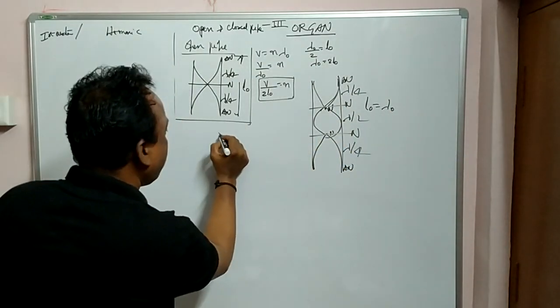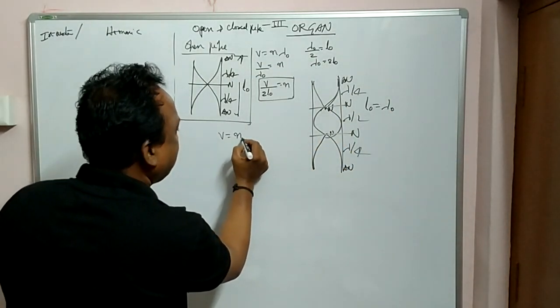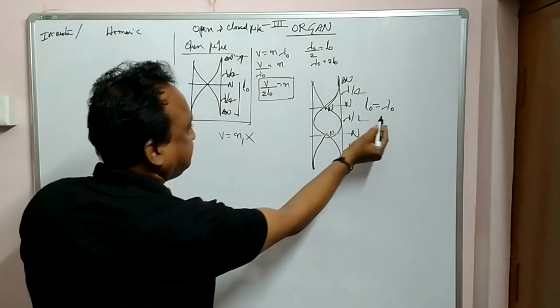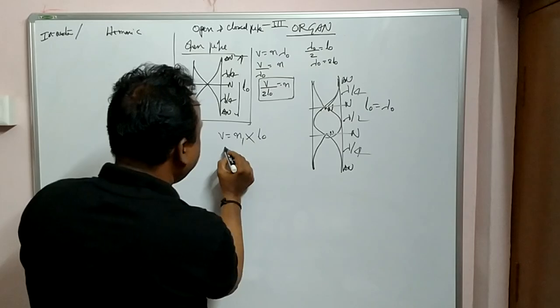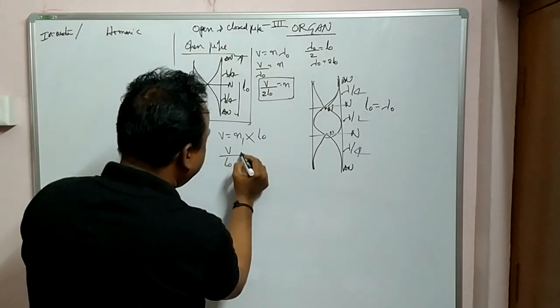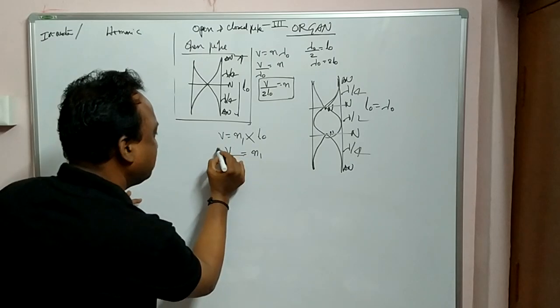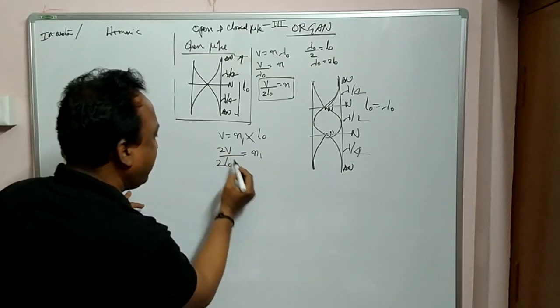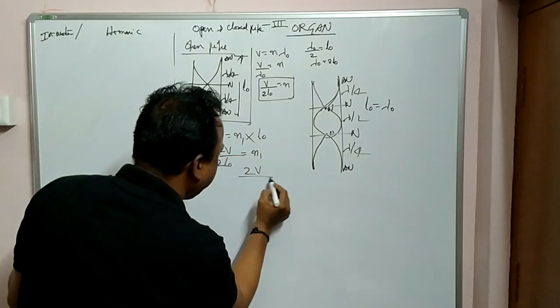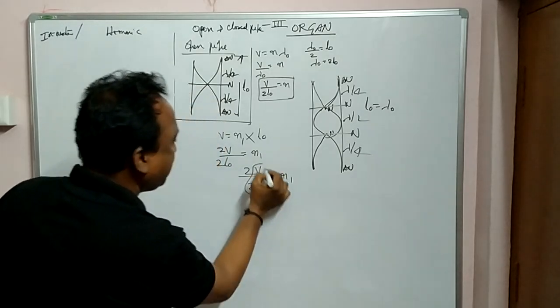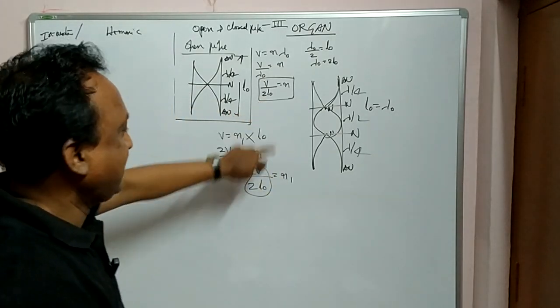So when you apply the formula V is equal to N, I'll put it as N1 into lambda. What is lambda here? L0. Or V by L0 is equal to N1. Now for this one, I'll multiply and divide with 2. So 2V by 2L0 is equal to N1. But what is V by 2L0? Fundamental frequency.